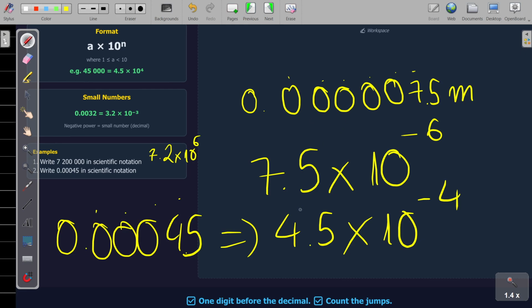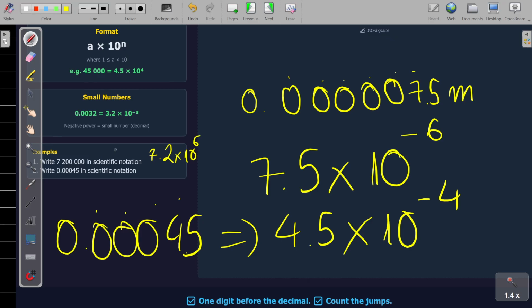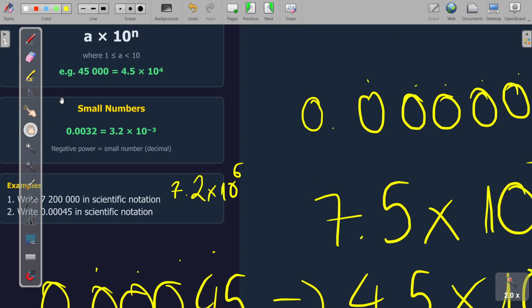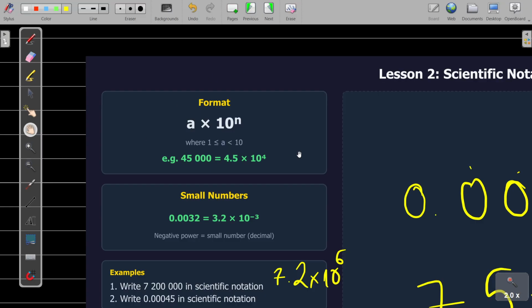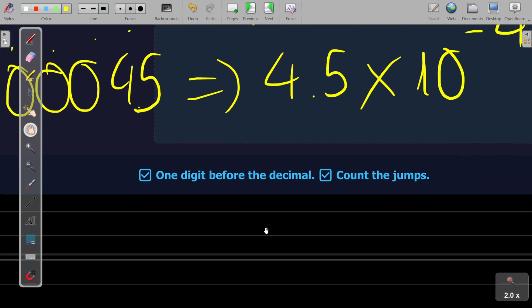So today's habit, of course: always remember to ensure that there's exactly one non-zero digit before the decimal point, and do a logic check. Positive power for big numbers, negative power for microscopic, very small numbers. As you can see right here, this is the format and these are the small numbers. And these are our habits.